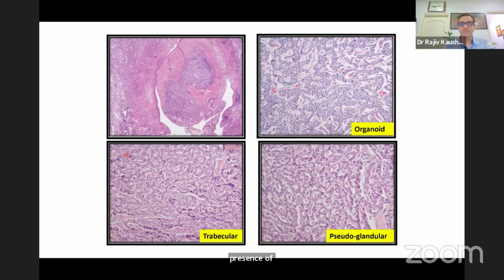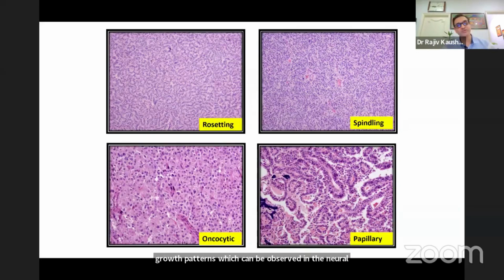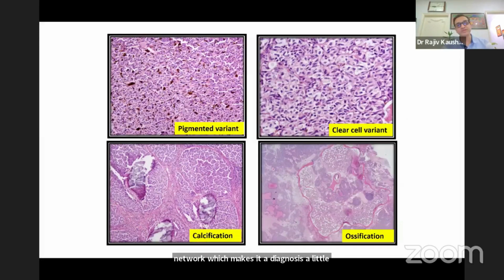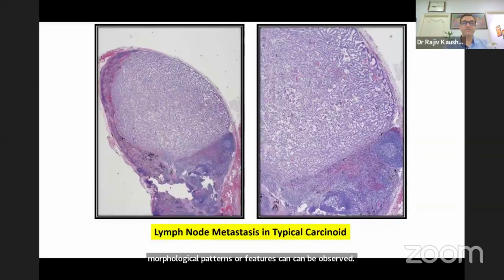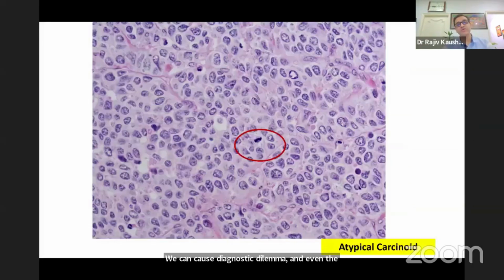This is just to show a few pictures of carcinoid tumors, where a tumor is occupying the whole of the bronchus. There are various growth patterns which can be observed in neuroendocrine tumors, which makes the diagnosis a little challenging. Although this crowd is not pathologists, you can see various histomorphological patterns or features which can cause diagnostic dilemma. Even a differentiated tumor, a typical carcinoid, can metastasize to the lymph node and can show local recurrence.